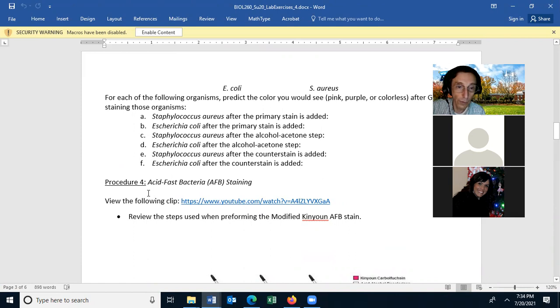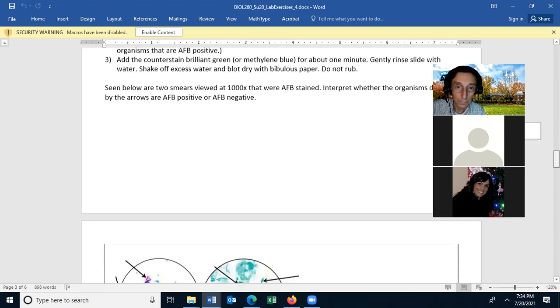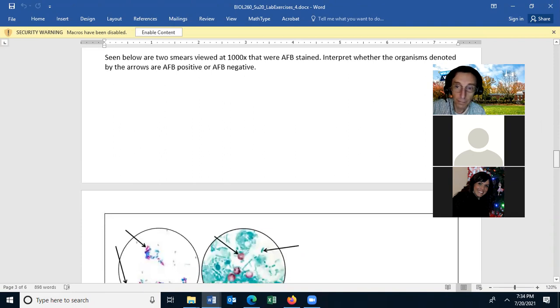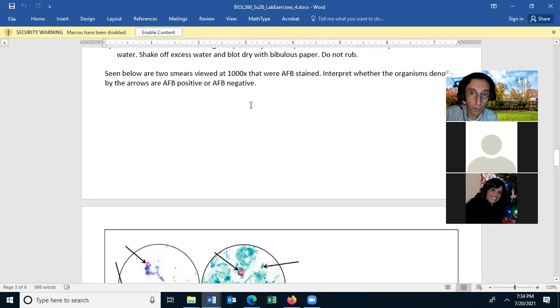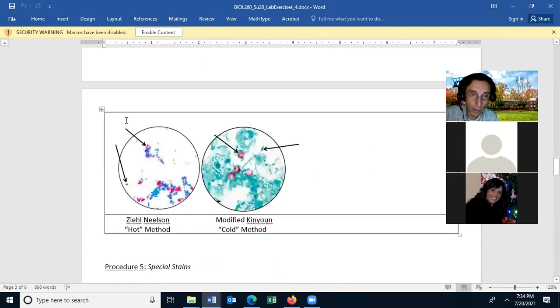And then do procedure 4, acid-fast bacteria. There's a little video to watch. Read through the procedure. And then there are questions here. You need to interpret whether the organism denoted by the arrows are acid-fast positive cells or acid-fast negative cells. And you can either write which ones are positive, which ones are negative, or you can put it right here what it is, okay? Either way.